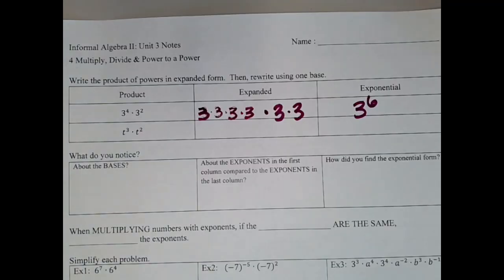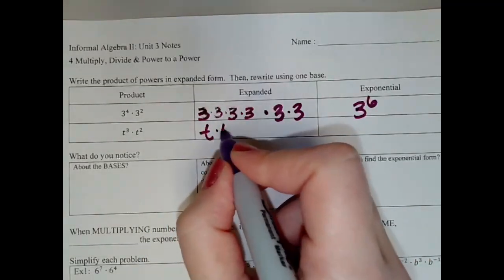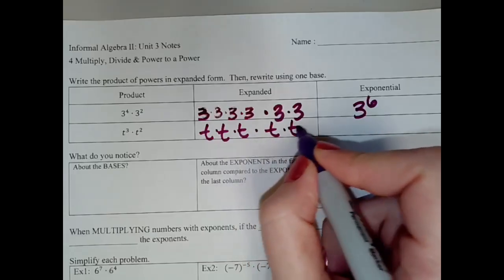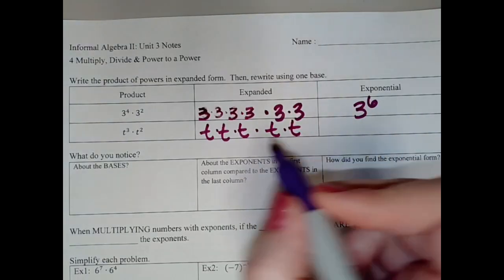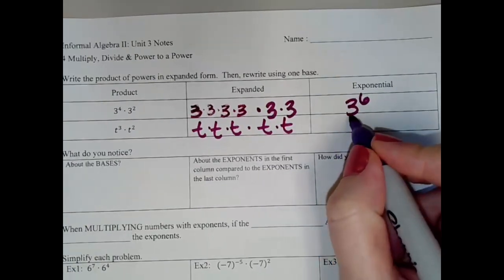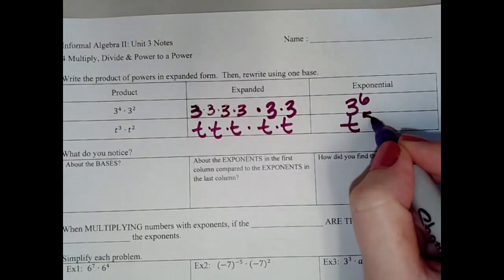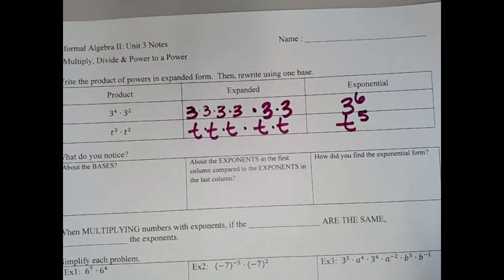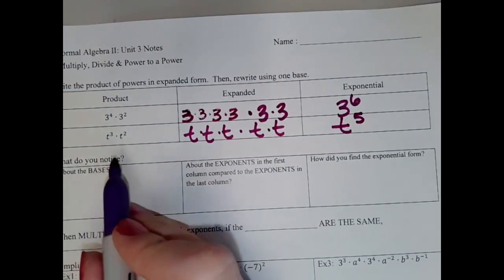power. Next, we have t cubed, so t times itself a total of 3 times, being multiplied by t squared, which is t times itself 2 more times. Because this is all the same base, I can write it in exponential form. T is being multiplied by itself a total of 5 times, so exponential form would be t to the 5th power. What do you notice about the bases?